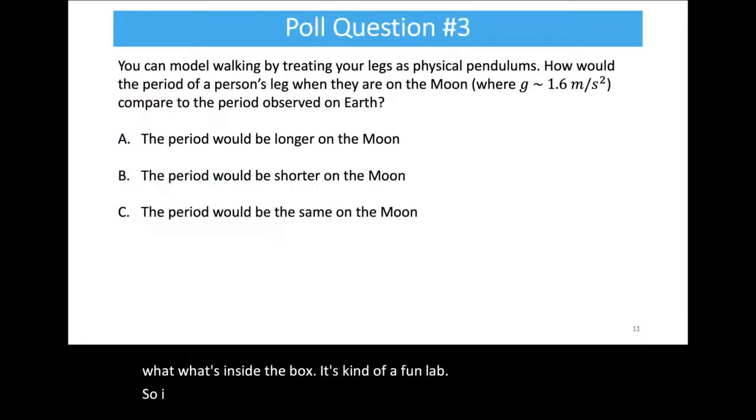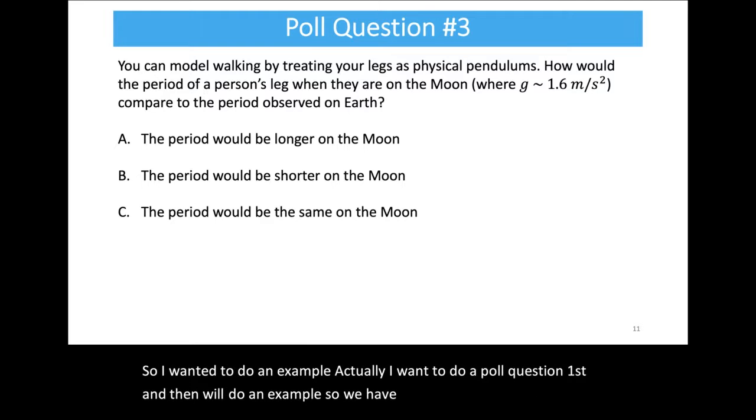So I wanted to do an example. Actually, no, I want to do a poll question first, and then we'll do an example. So we have another poll question.